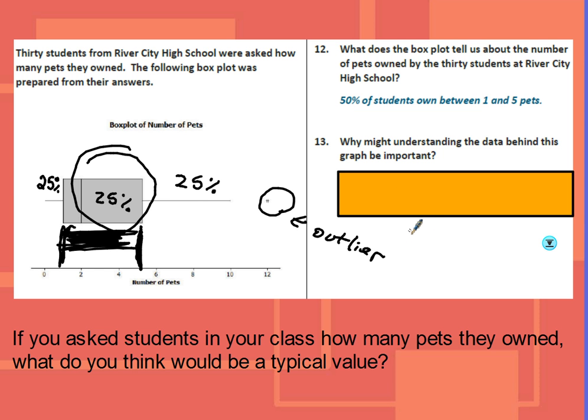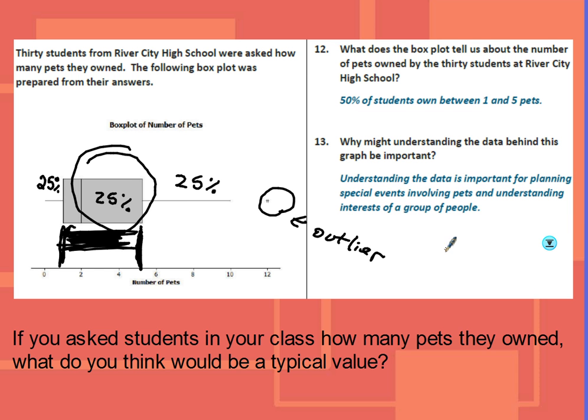Why would this graph be important? Maybe somebody wants to have a fair for people who own pets. This line is the median. The median of all the number of pets that people own. So that's the middle value. Like if I went around and asked you how many pets do you all own, and we created a box and whisker plot, the middle value would be 2.